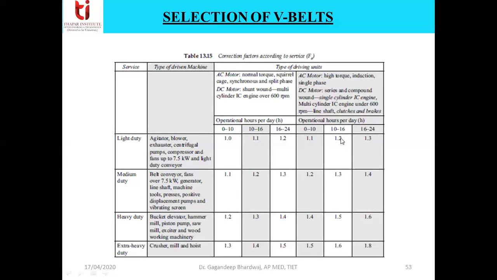Suppose your working hour is given as 24 hours and it is given that it is an induction single phase. Also it is given that fans over 7.5 kilowatt. So in this case you will select this parameter as 1.4. So according to the operational hours and type of driving and driven unit, you will select the value of FA.